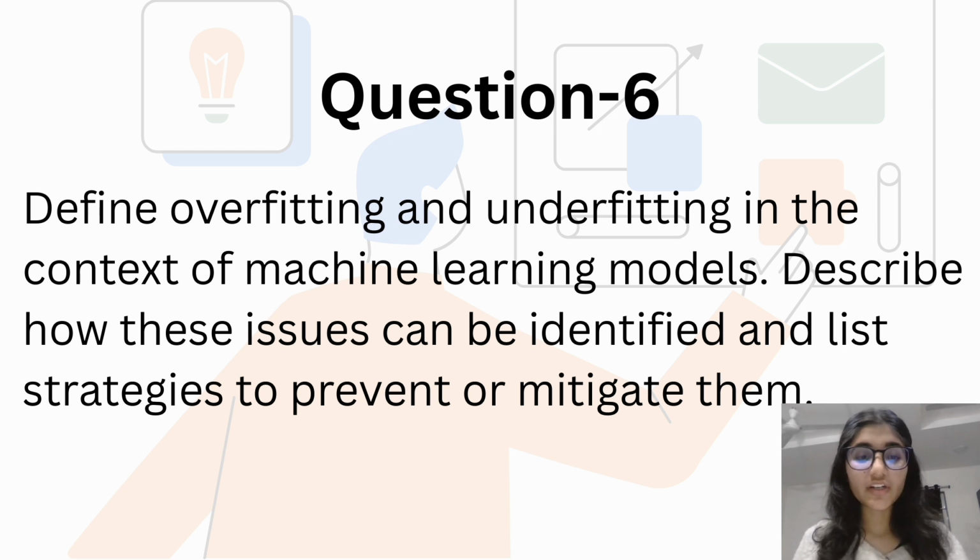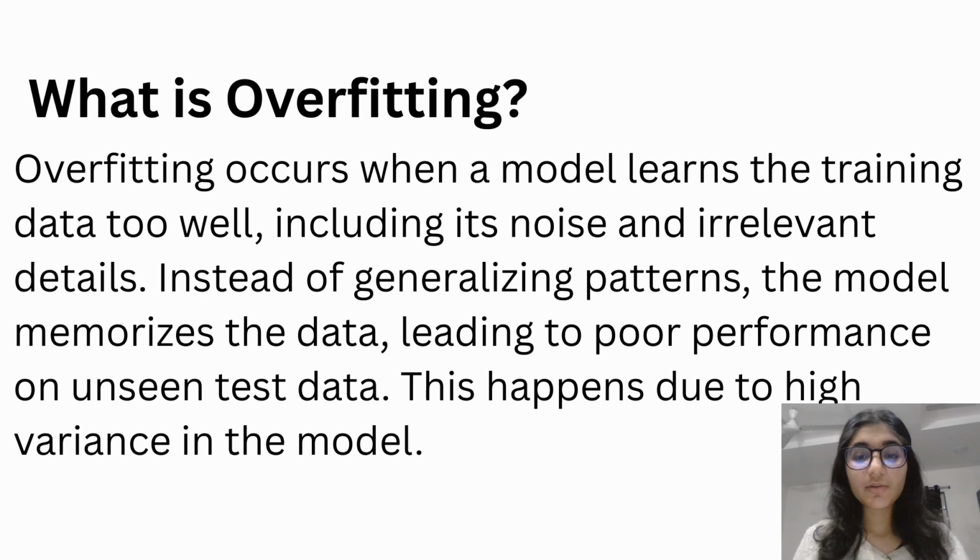So, what is overfitting? Overfitting occurs when a model learns the training data too well, including its noise and irrelevant details. Instead of generalizing patterns, the model memorizes the data, leading to poor performance on unseen test data. This happens due to high variance in the model.